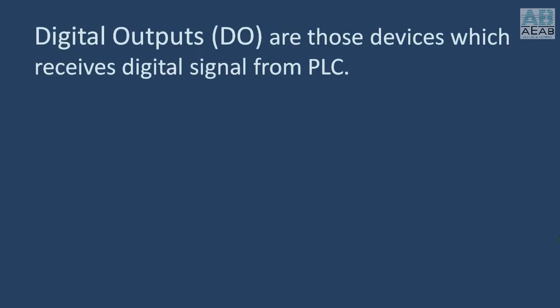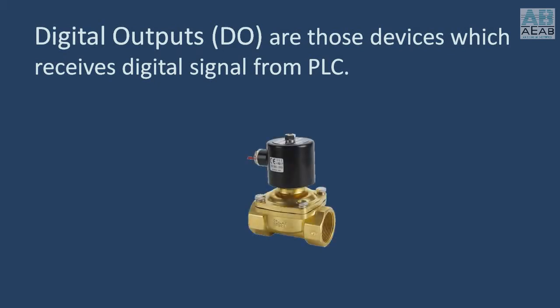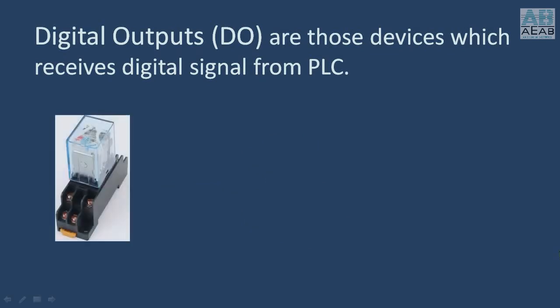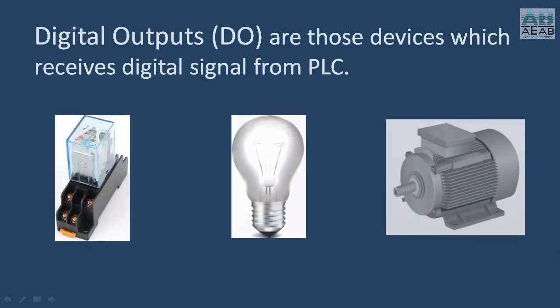Similarly, digital outputs are those devices which receive digital signal from PLC. For example, a solenoid valve can only become open or closed when it receives high or low signal from PLC. Other examples can be relays, lights, motors, etc.